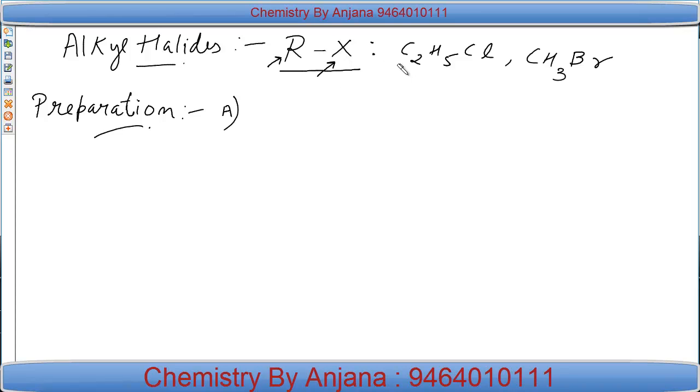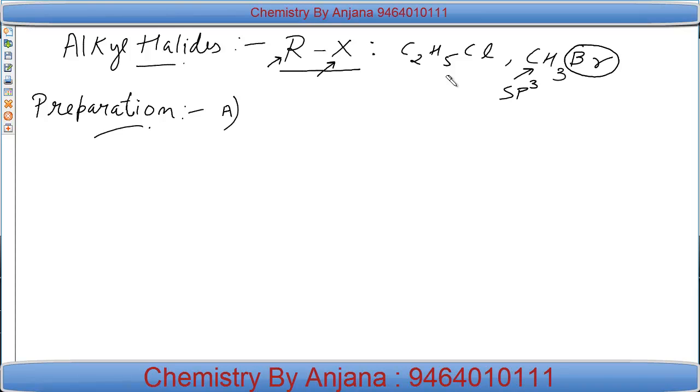For example, this is ethyl chloride, or IUPAC name chloroethane. Similarly, this is methyl bromide or bromomethane. If we look into these examples, it is quite evident that in alkyl halides, bromine or chlorine or fluorine, any halogen is directly attached to such a carbon which is sp3 hybridized. This is how we define alkyl halides. So in alkyl halides exclusively, halogens are attached to those carbons which are sp3 hybridized or having tetrahedral geometry.